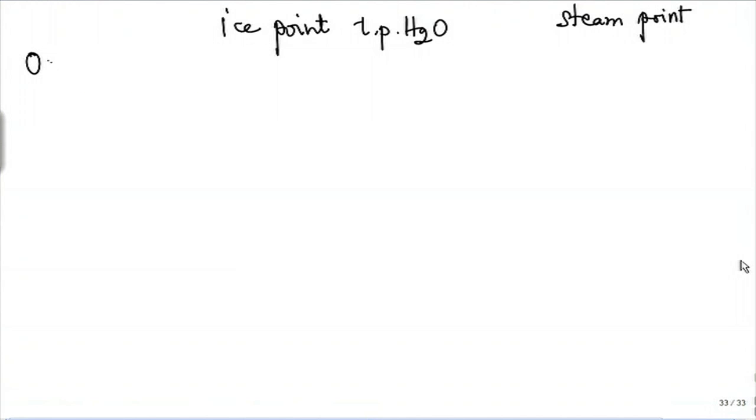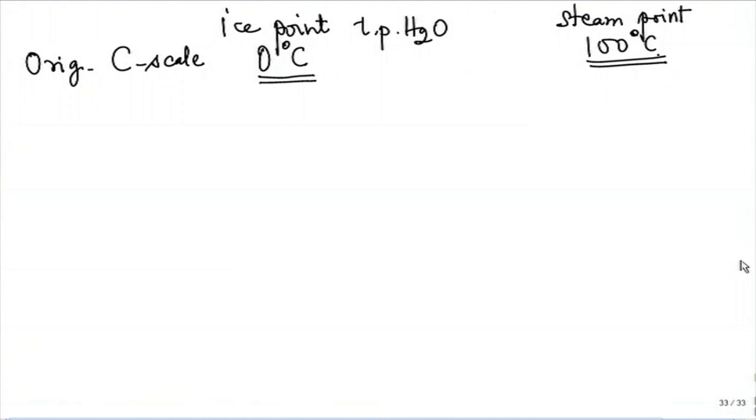On the original Celsius scale, the ice point was 0 degree C exactly. Whatever is doubly underlined here means exact. The steam point was defined to be 100 degree C. So, by definition these two fixed points were exact. The triple point of water turned out to be 0.01 degree C, not exactly, but measured to a good precision.